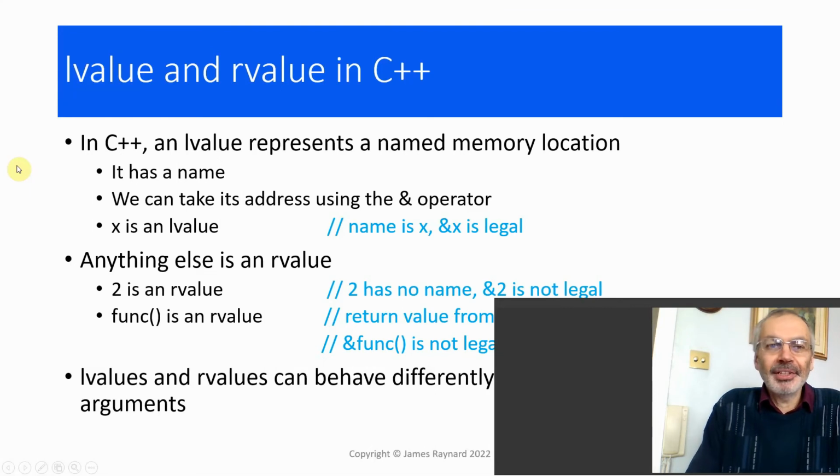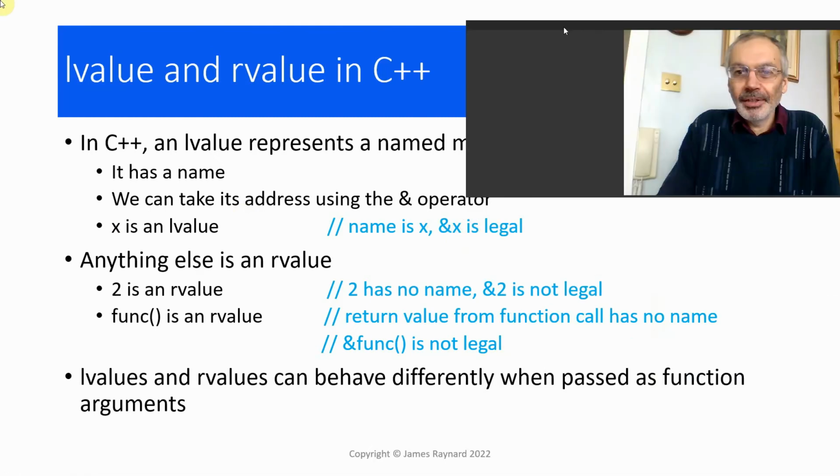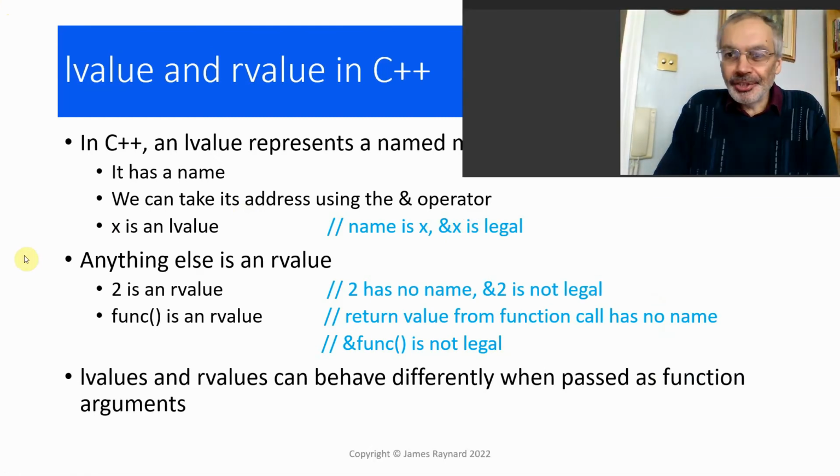In C++, an Lvalue represents a named memory location. So the variable must have a name, and we must be able to take its address. So to be an Lvalue, it must have a name, and we must be able to get the address of this by using the address of operator. So for example, x has a name, x, and we can take the address of it using the address of operator. So x is an Lvalue. Everything else is an rvalue.